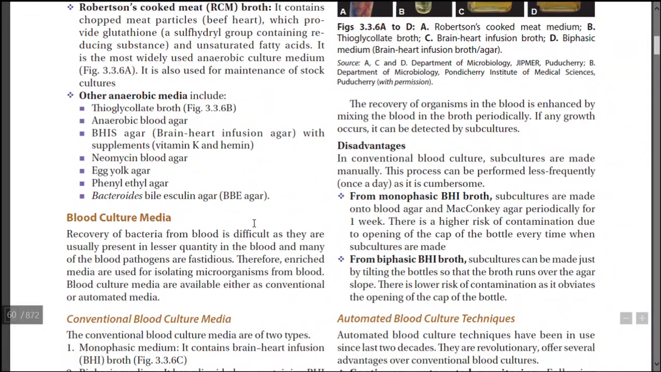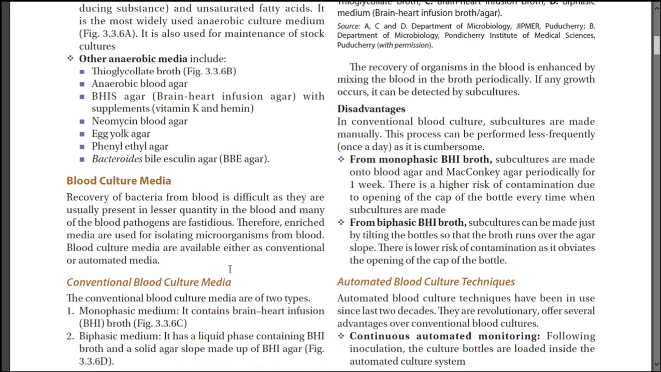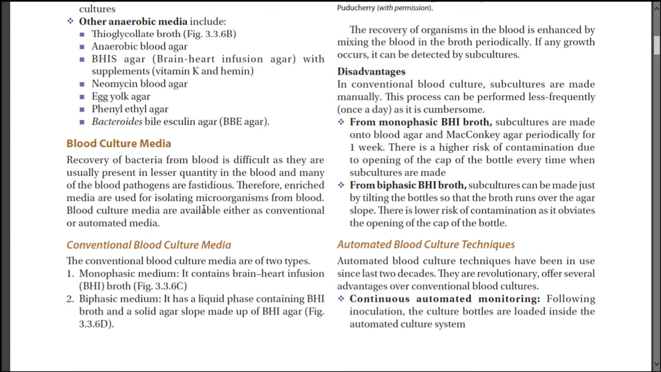So blood culture media. Isolating bacteria from blood is difficult because they are present in lesser quantity in the blood, while the outer environment is present in huge amounts. So to separate bacteria from blood, we use blood culture media. Conventional blood culture media are of two types: monophasic medium, which contains brain heart infusion broth, and biphasic medium, with a liquid phase containing BHI broth and a solid agar slope made of BHI agar.